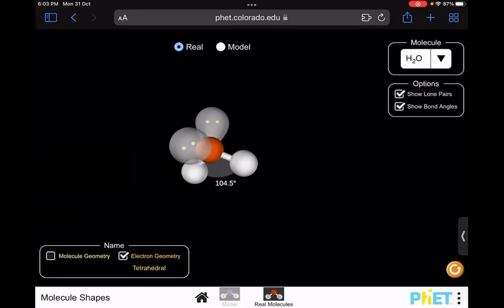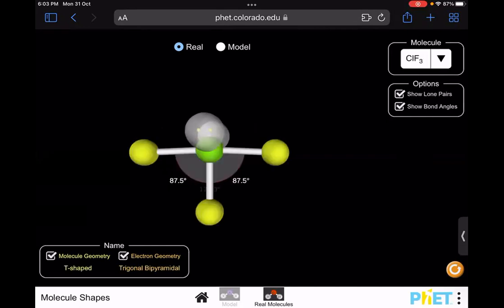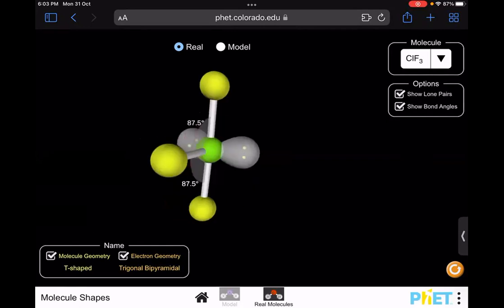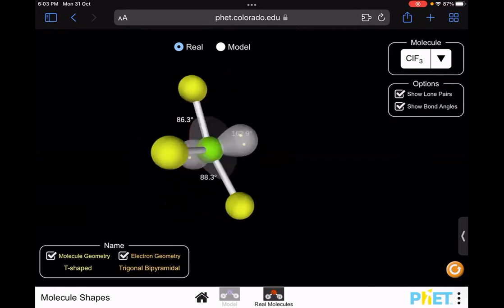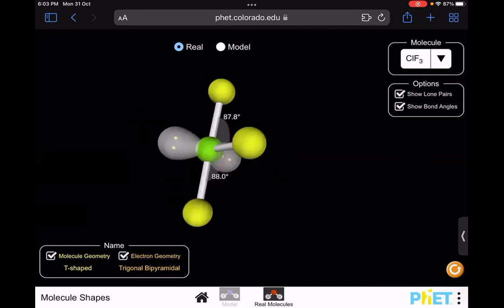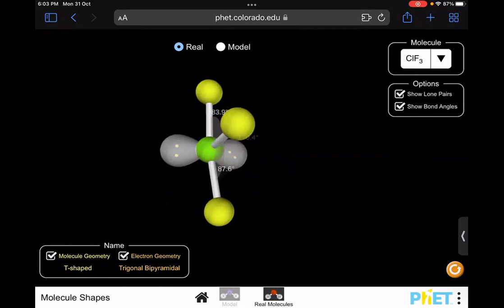So only if you are considering the molecule, it becomes bent shape. Then ClF3. So look at this. It's a T shape, no? But if you are considering the electron geometry, it will become trigonal bipyramidal.